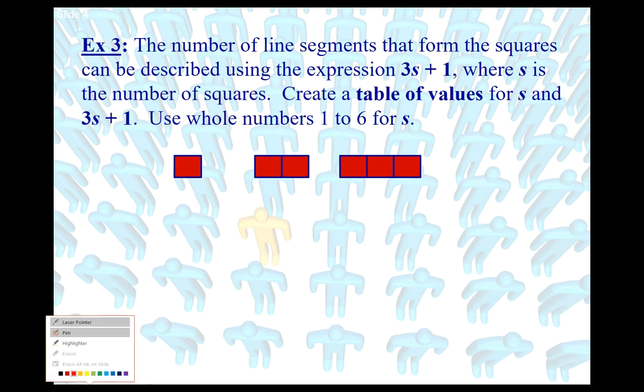So let's do this. So let's make a table. First of all, I'm going to label the figures. Let's call this guy figure 1. Or you can call it shape 1 if you wanted to. I'll call this one figure 2. And we'll do this one's figure 3. Okay, we'll do a table of values with 3 columns. So the first column is going to be the figure number.